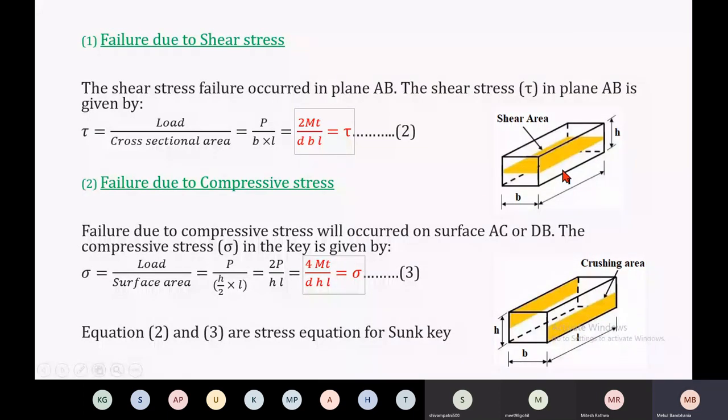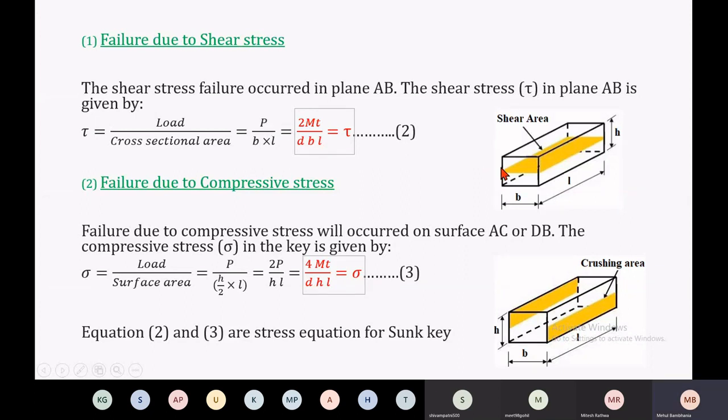So for this particular key, the amount of shear stress can be given by the load divided by the area. Obviously, shear stress is force by area. In this case, the shear stress is acting in the shear area. So what is the shear area? It has a length of L and a width of B. So the shear area is B multiplied by L, and the total force that we already mentioned, denoted by capital P, is the force acting on this key.